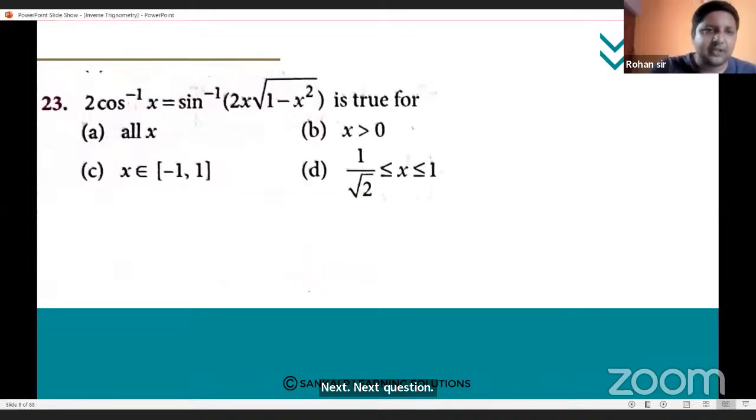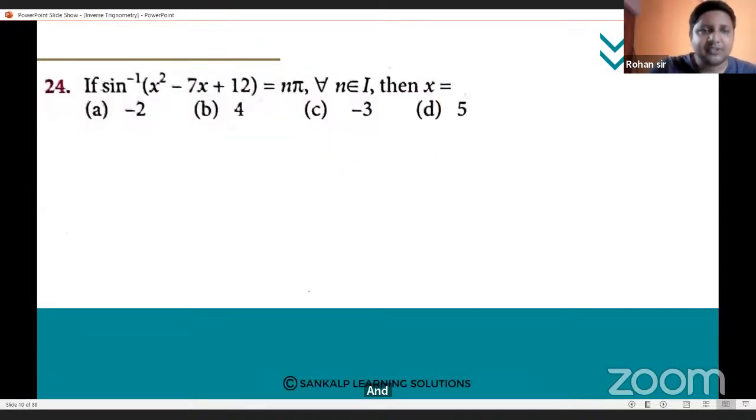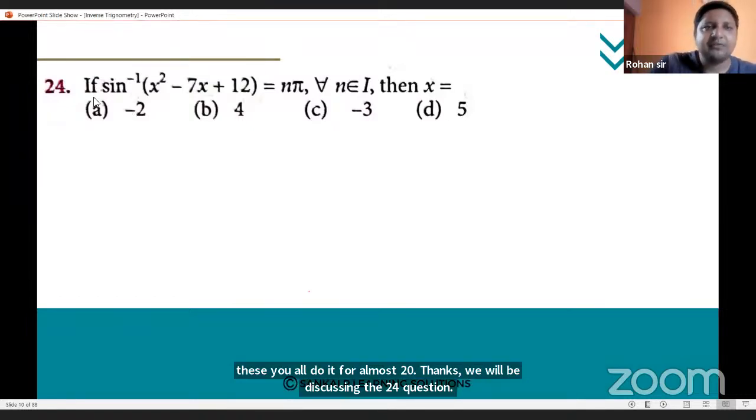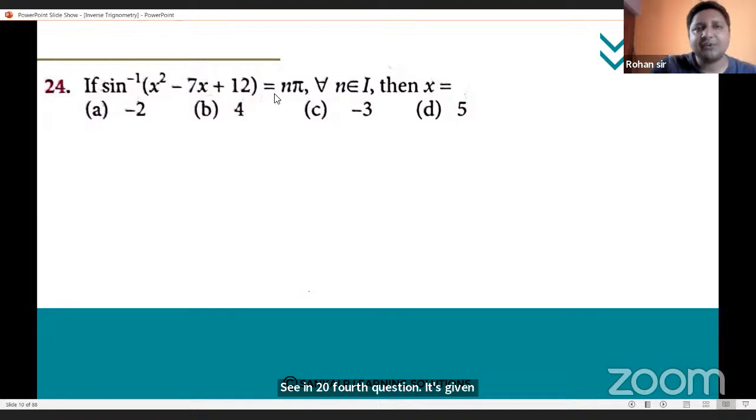Here again a similar question is given where you need to determine the interval of x, and this you all do for homework. That was the 23rd question. Next we will be discussing the 24th question. In the 24th question it's given: if sine inverse of x square minus 7x plus 12 is equal to n pi, for all n belongs to I, then x is equal to.